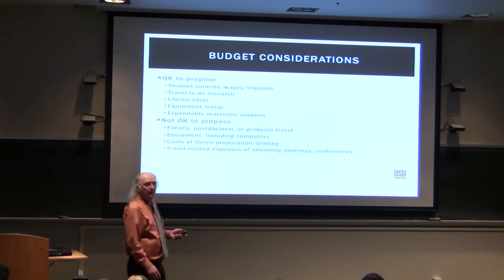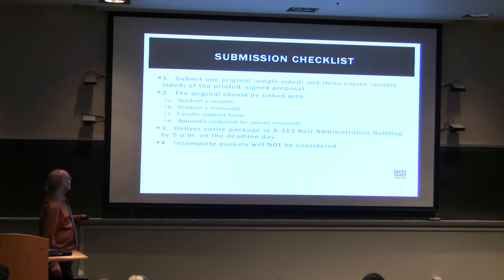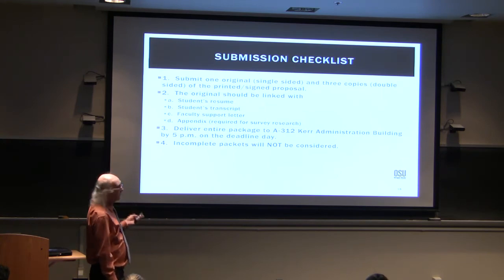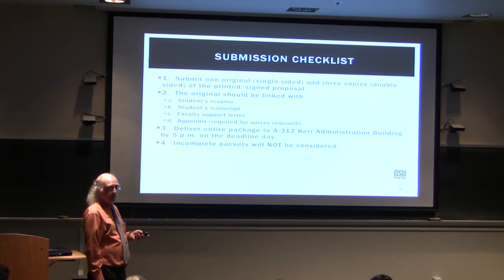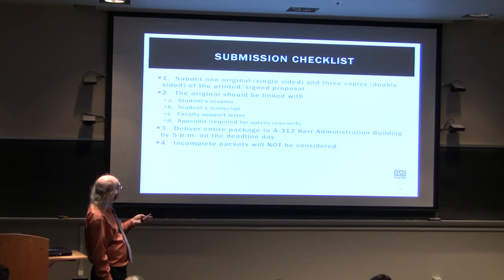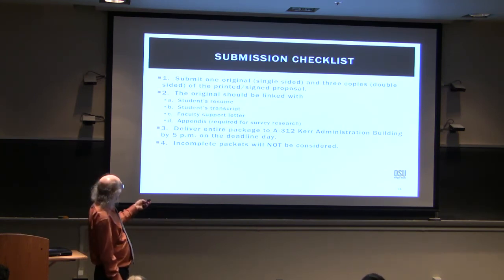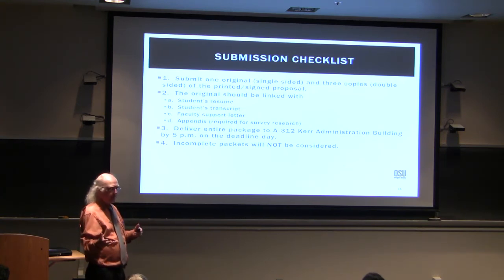Okay. All right. Now, there's a submission checklist, things you need to make sure are included in your application when you go to submit it. You have one original, which needs to be single-sided, and 3 copies, which are double-sided. I don't know why they do that, but there's a total of 4 copies. What you would usually do is get 1 copy signed by you, the mentor, and the chair, and then the copies would include that already pre-signed thing. That'd be fine.